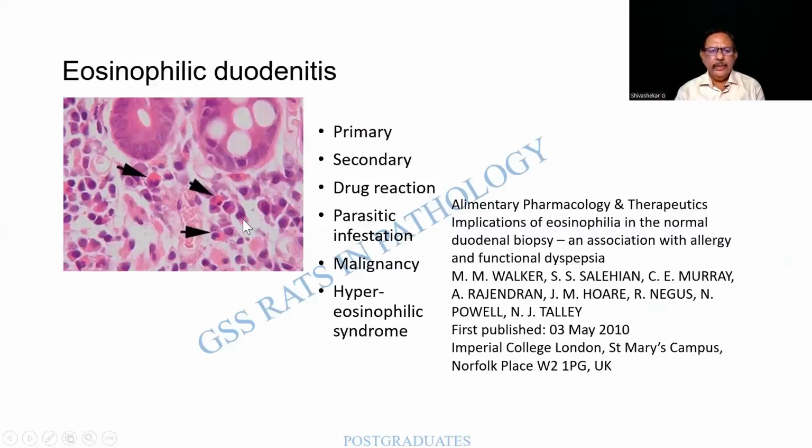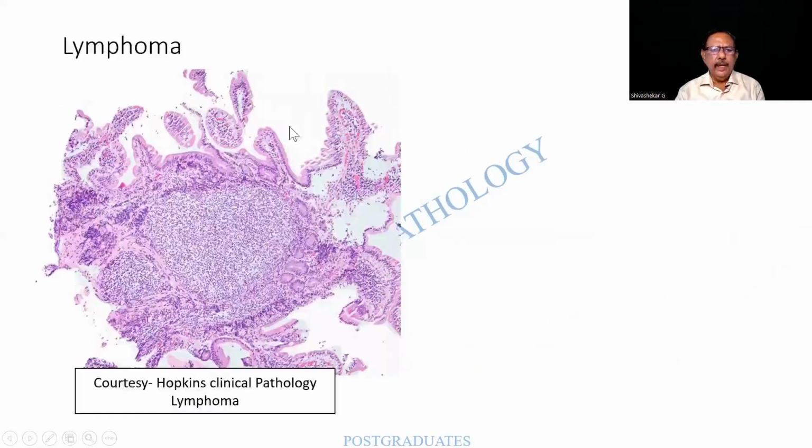Eosinophilic duodenitis. Obviously, in the lamina propria, we are able to identify the eosinophils. The cause can be primary or secondary or drug-induced, parasitic infestation, rarely malignancy. And then there can be a hypereosinophilic syndrome. This is another reference, kindly go through it. The lymphoma, GALToma, MALToma, etc., or the extranodal lymphomas are all questions for us. But in this one, I am finding that it looks almost like a follicle for me, but then there is no differentiation between the central and the peripheral region. The entire so-called follicle has been replaced by a lymphoma, courtesy Hopkins Clinical Pathology.